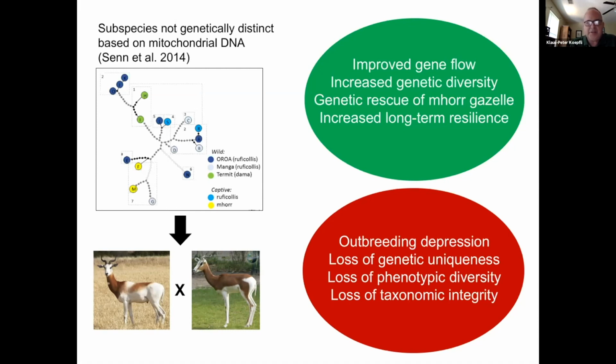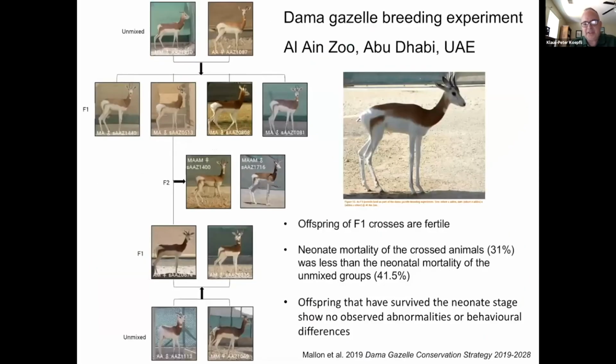That increases the genetic diversity, which allows us to solve some of the genetic problems, the lower diversity and higher deleterious variation in the Mahor gazelle. And for the species as a whole, this might help increase the long-term resilience.